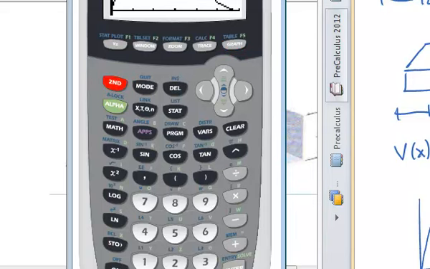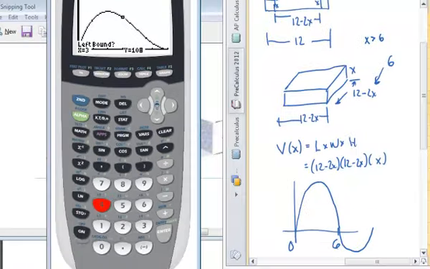So I'm going to use the function under the trace menu or calculate menu, and I'll use the maximum value function. It asks me for a left boundary, so I'll type in the value 1, hit enter, and you can see that it has the left bound covered. And now I'm going to type in something to the right of the peak, and that would probably be about 4.